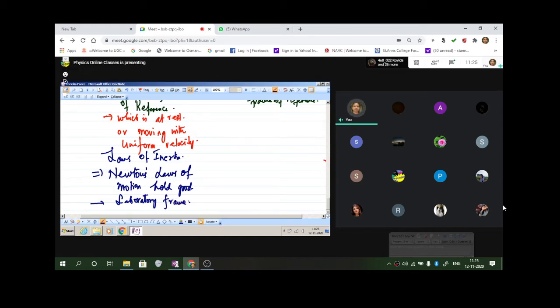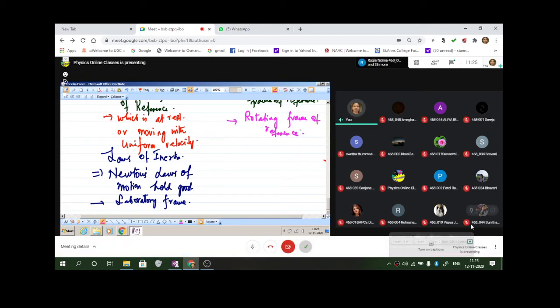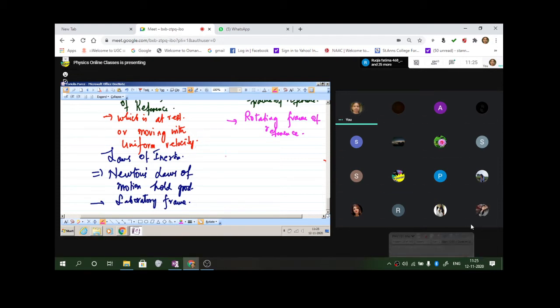The second one is non-inertial frame of reference. Let us try to understand what it means. Here, this is also referred to as rotating frame of reference. Since it is rotating, Newton's laws of motion are not valid.